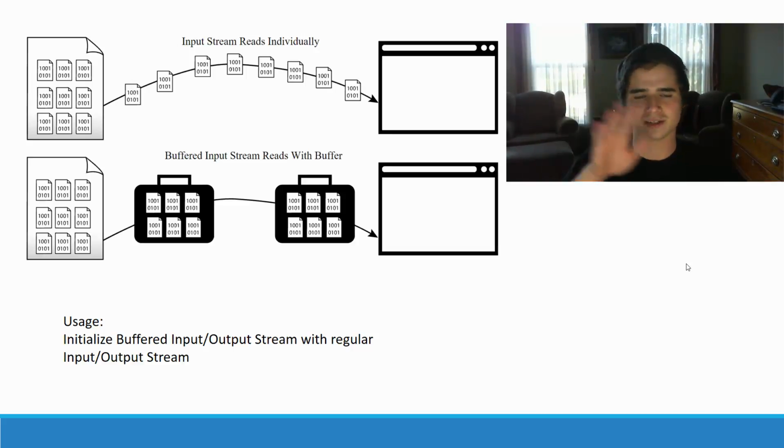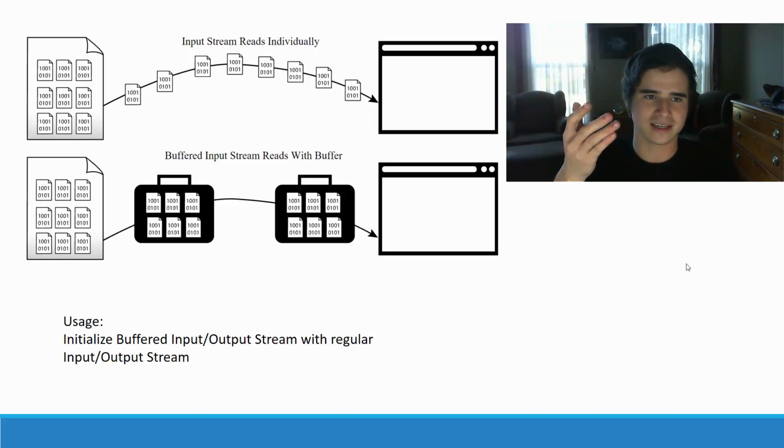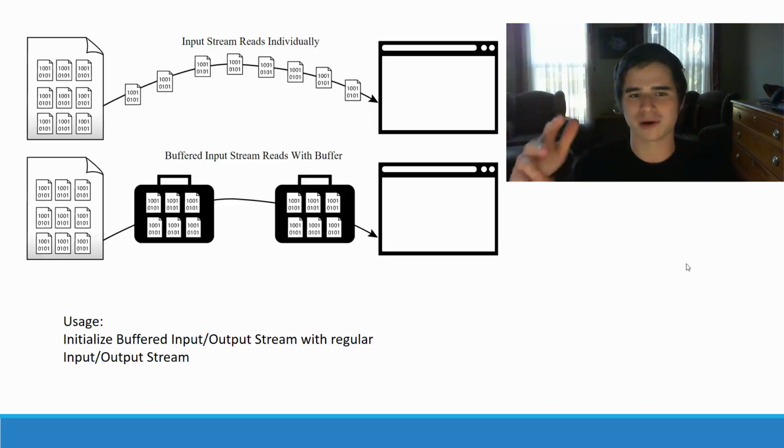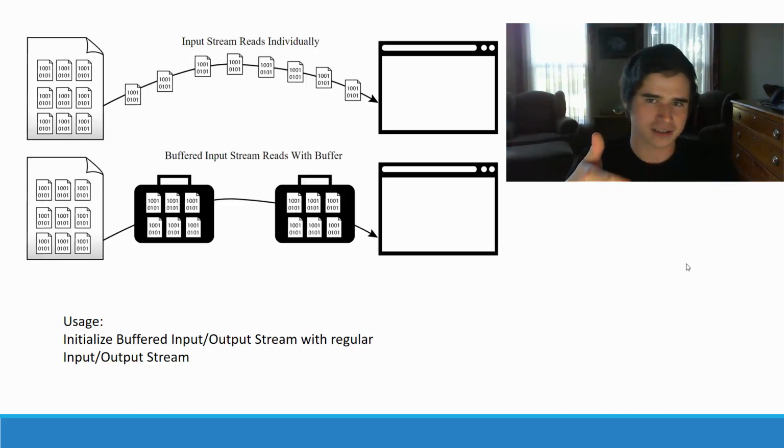So in this little diagram I have over here off to the left, you can see the input stream reading the bytes individually into the program. So it reads one by one by one with individual read requests. And that bogs down the file system a little bit. It slows down the program too.